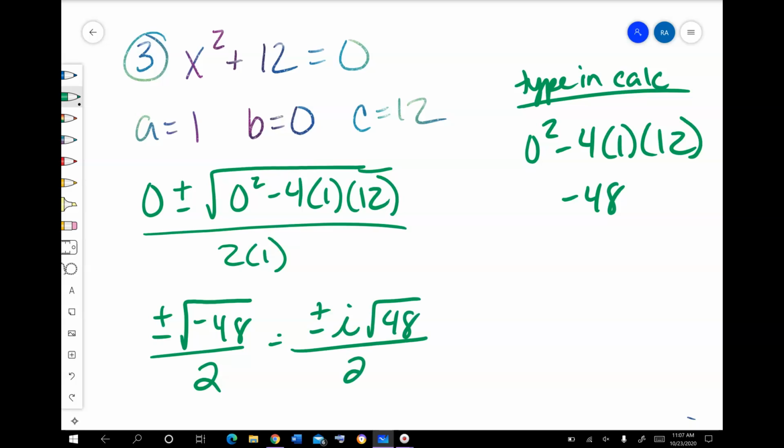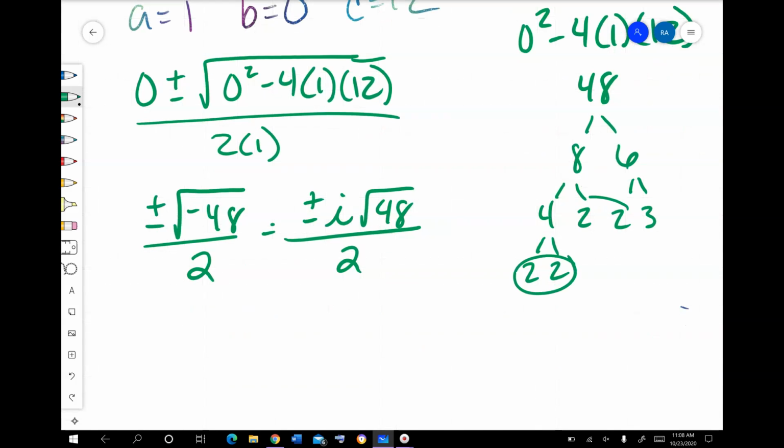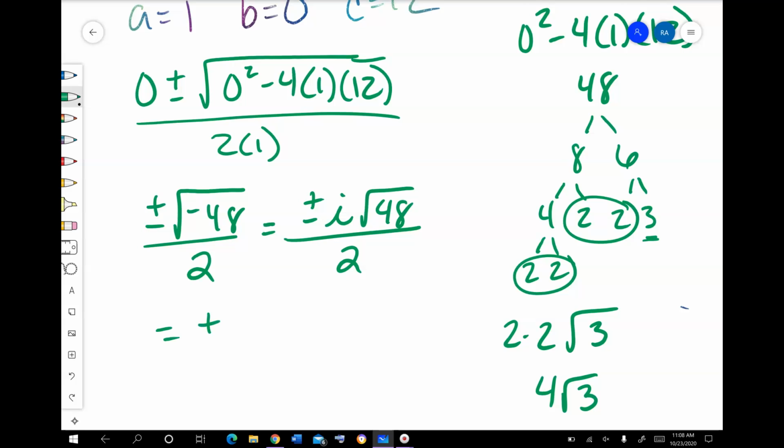Okay? Now we need to simplify positive 48. So I know that 8 times 6 is 48. That's 4 times 2. That's 2 times 2. That's 2 times 3. Circle your pairs. Pair, pair. I got 2 pairs of 2s. So that means I'm going to say 2 times 2. 3 has nobody, so he stays underneath there. So this is 4 square root of 3. So now I'm going to rewrite this as plus or minus 4i square root of 3 over 2.